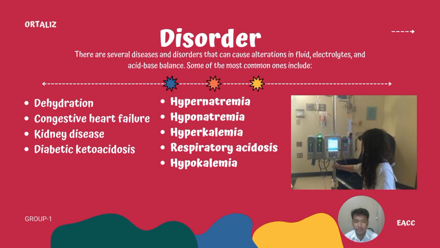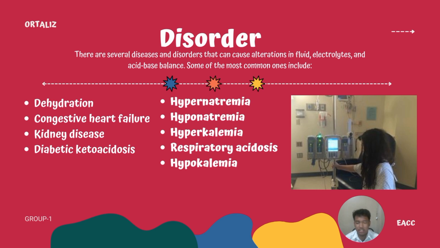Disorder. Several disorders can cause alteration in fluid, electrolytes, and acid-base balance. Some of the most common ones include dehydration, congestive heart failure, kidney disease, diabetic ketoacidosis, respiratory acidosis, hypokalemia, hypernatremia, hyponatremia, and hyperkalemia.